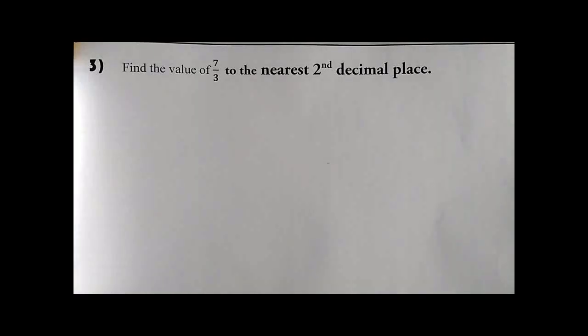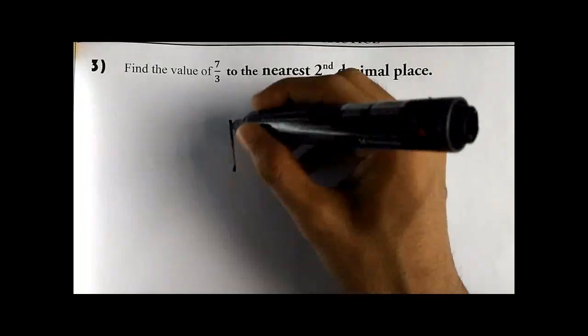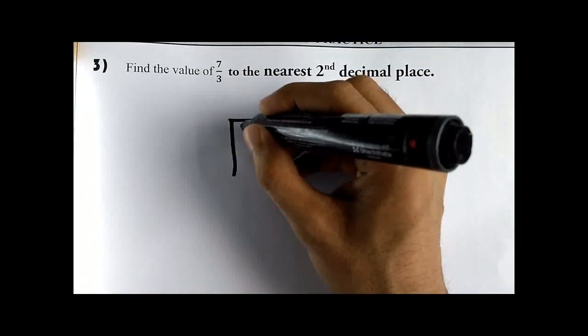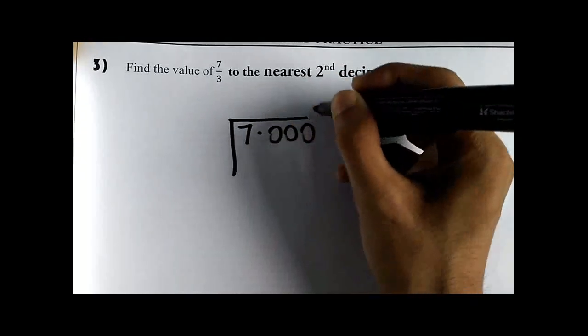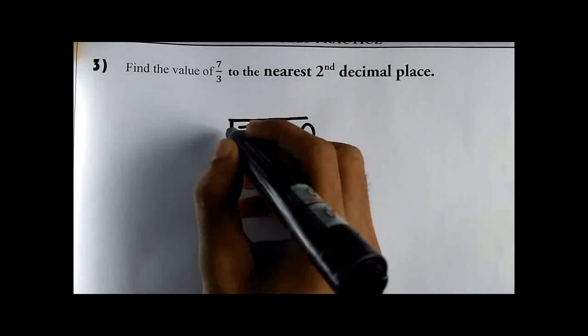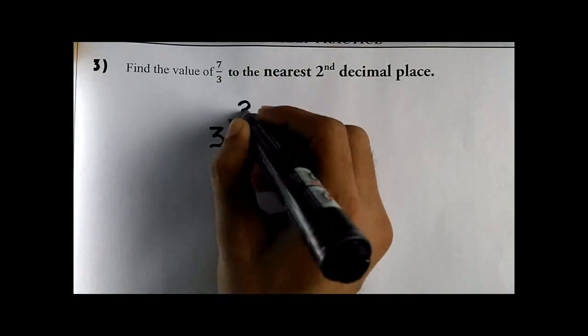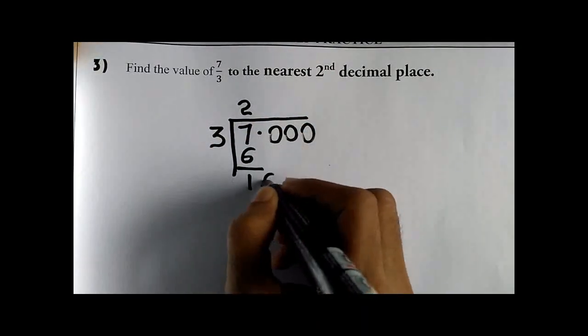This one is a bit interesting. Find the value of 7/3 to the nearest second decimal place. How to find that? First of all we have to simplify 7/3 by dividing. The numerator should come inside, 7.000, and we divide by 3. In 7 how many 3s are there? 2, and 2 3s are 6. 1 remaining, and we take this 0 down.